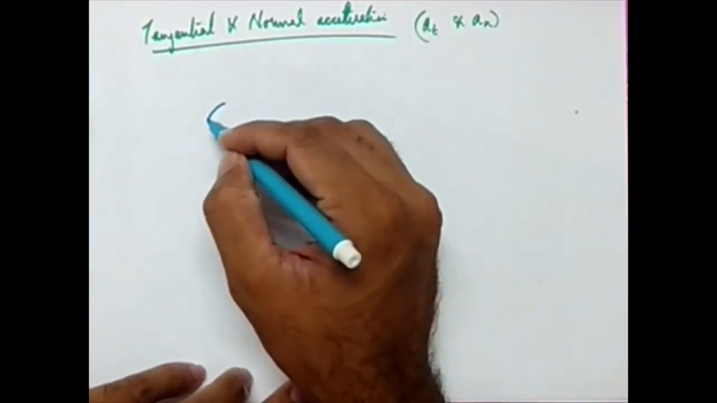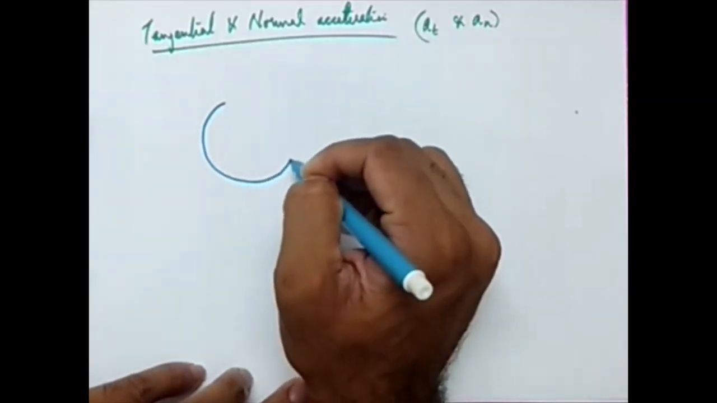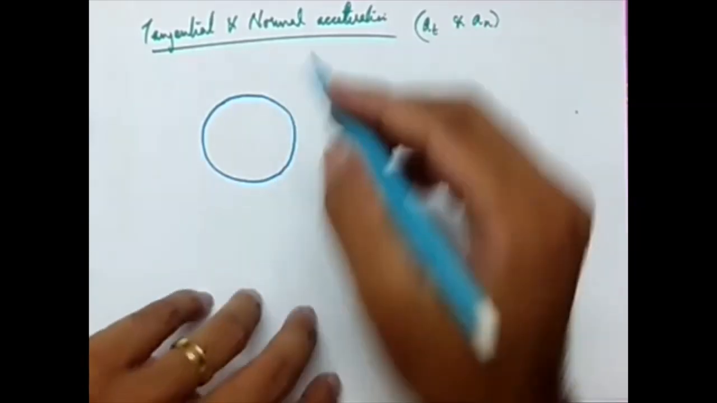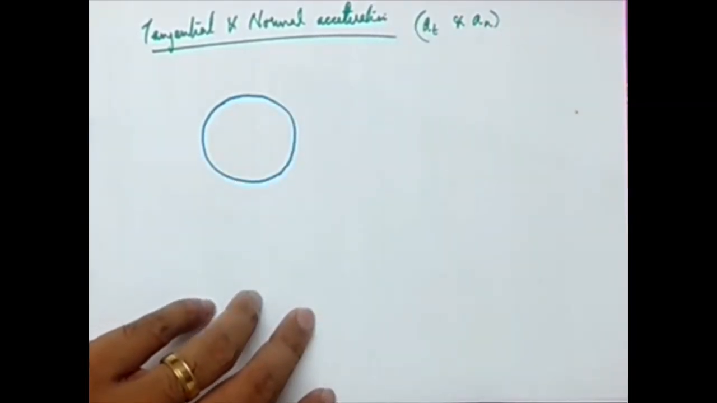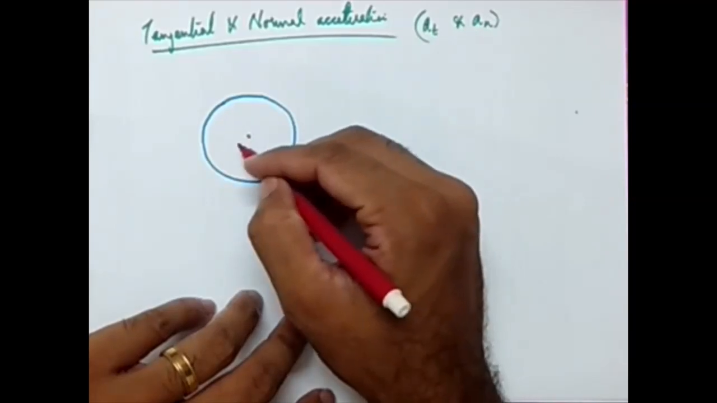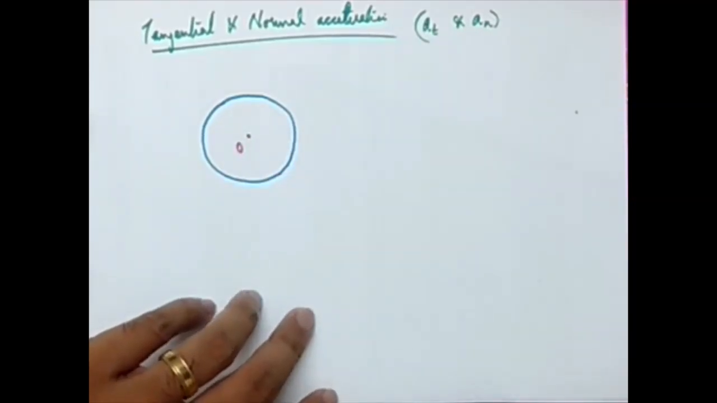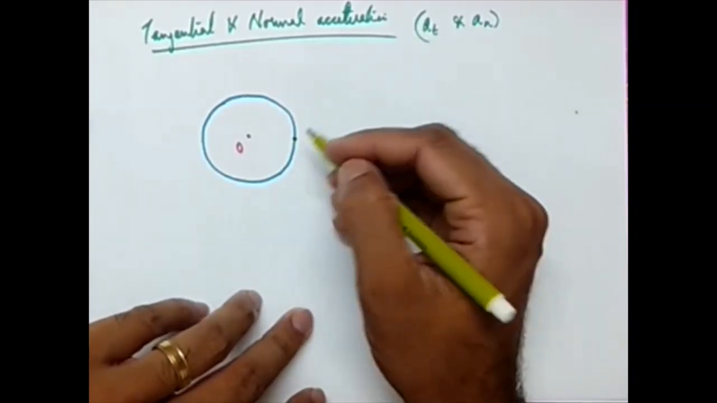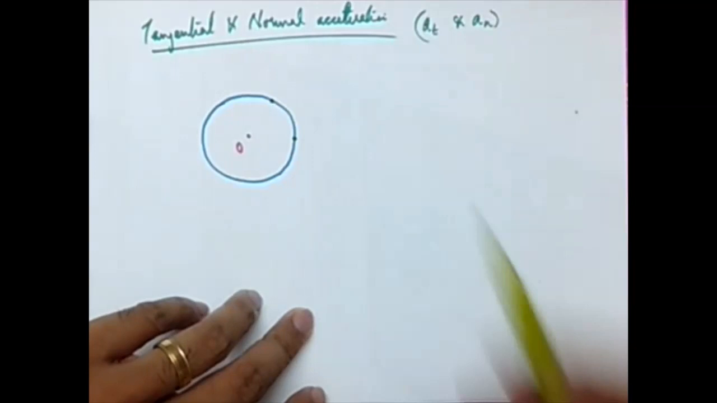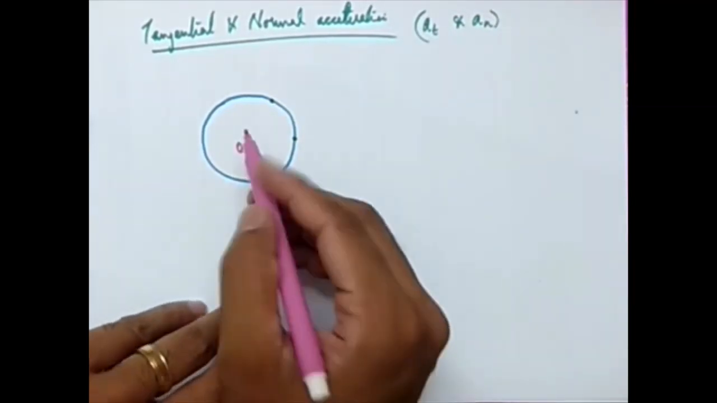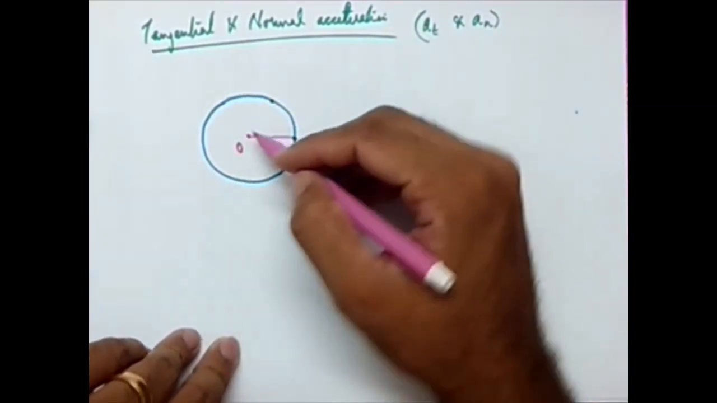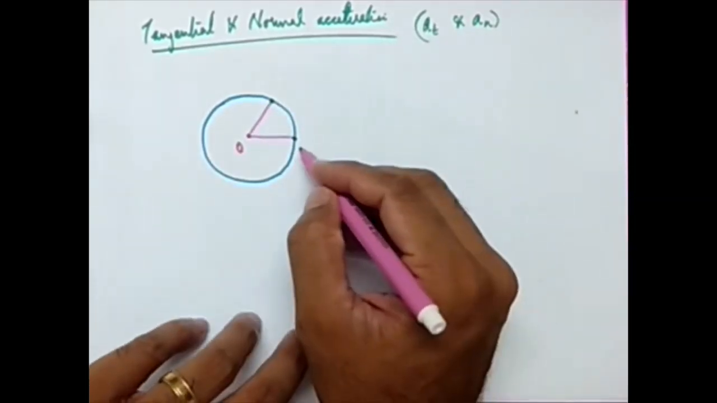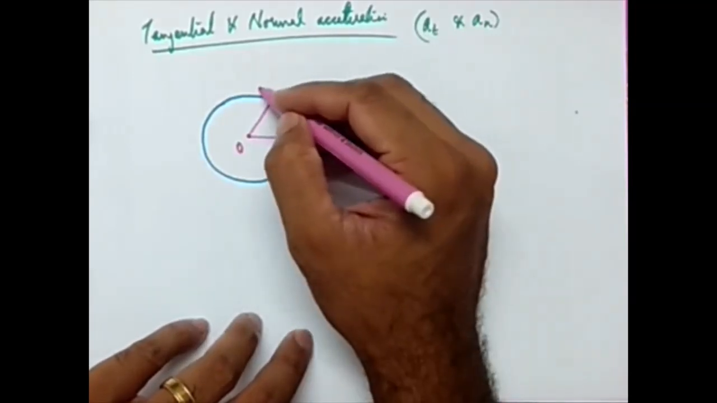So I'm considering a circular path. An object, just like that keychain, is rotating in my hand. So this is the circular path. Let the center of the circle be point O. Now I'm considering two points, one point here and another point here, and I'm joining them. Let this be point A and this be point B.